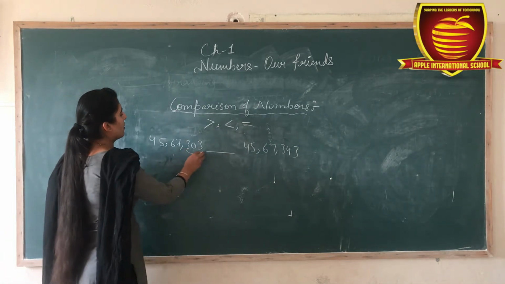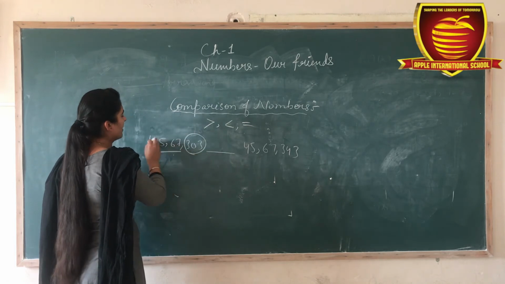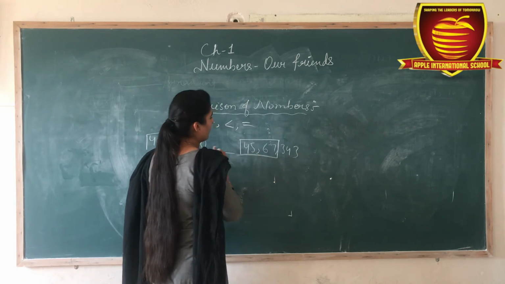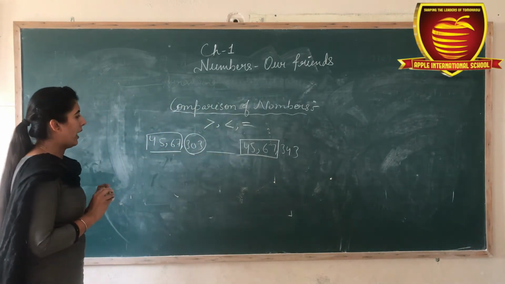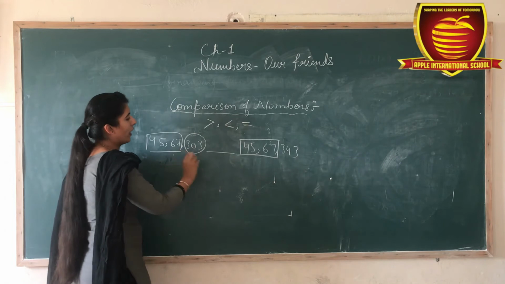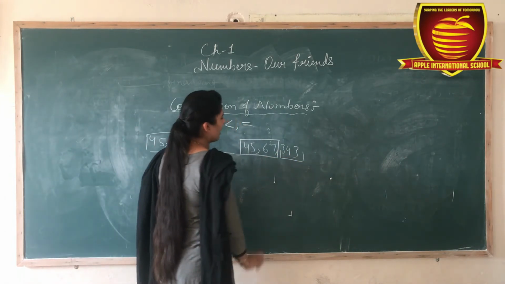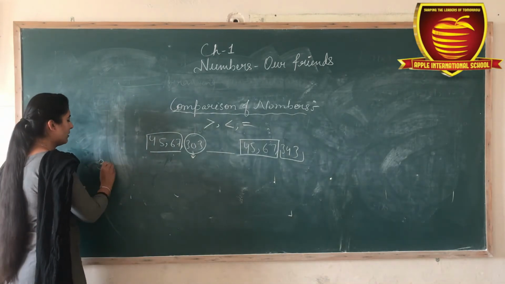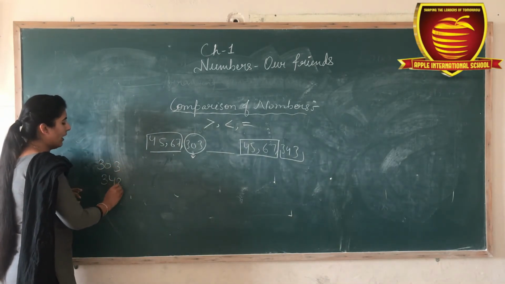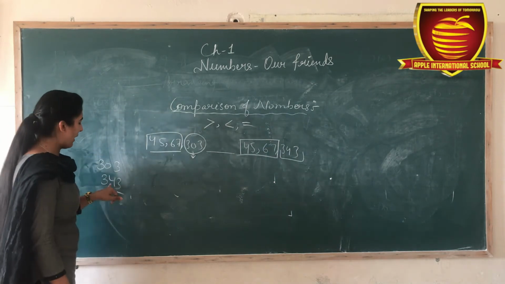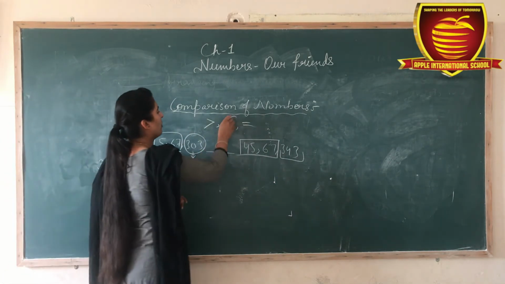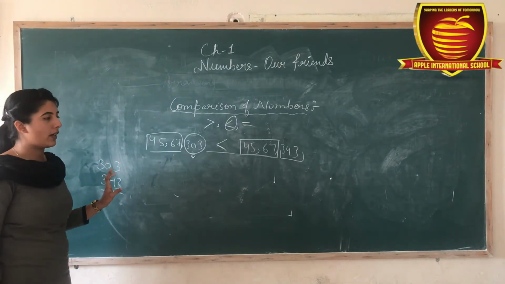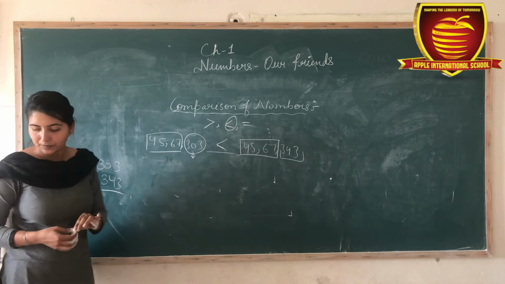As you see, the first digits of these numbers are equal: 4, 5, 6, 7. These are also equal: 4, 5, 6, 7. But the last part here is 303 and here the last part is 343. Out of 303 and 343, which one is greater? The greater is 343. So here I put the sign at this place. Okay. Is it clear?